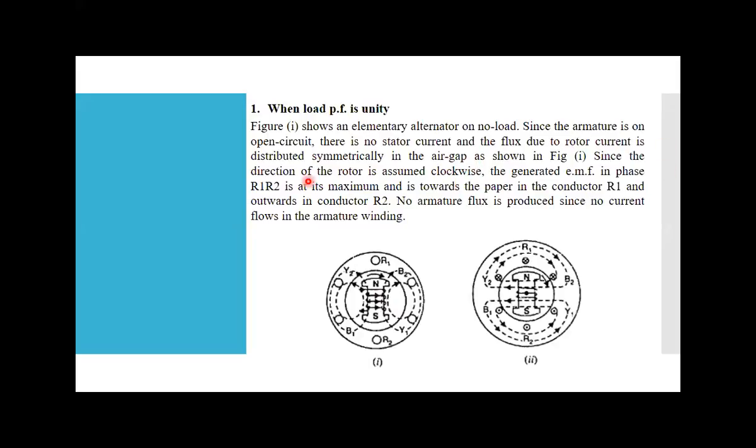Since the direction of the rotor is assumed clockwise, remember that here my rotor is rotating, and we assume that my rotor is rotating in the clockwise direction. See here, the arrow shows the direction of rotation.